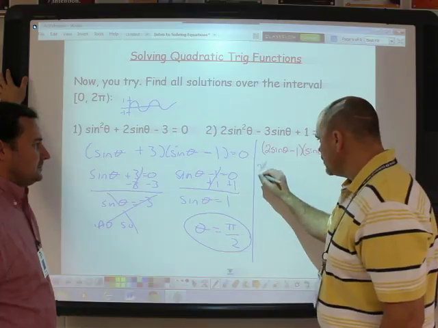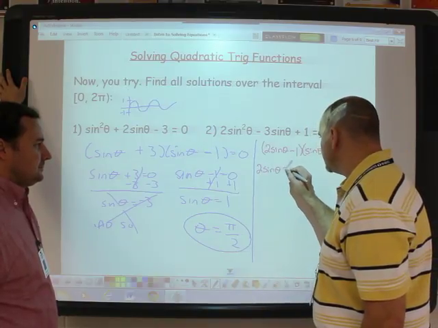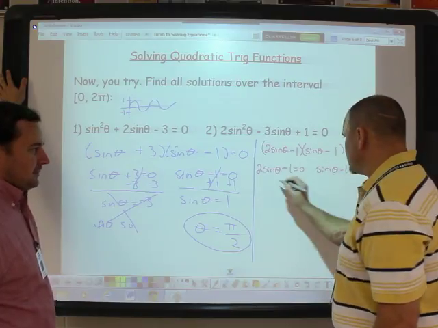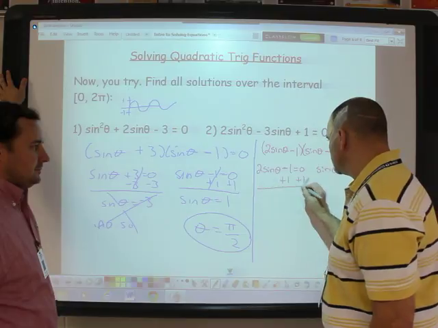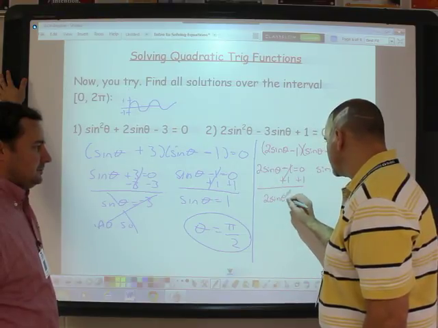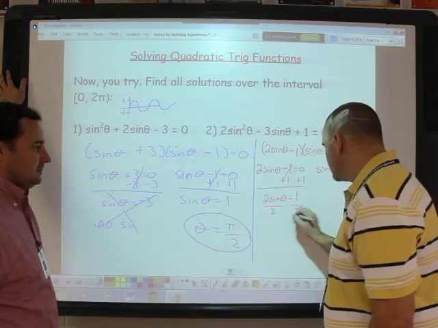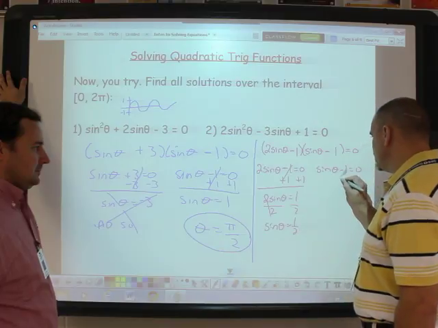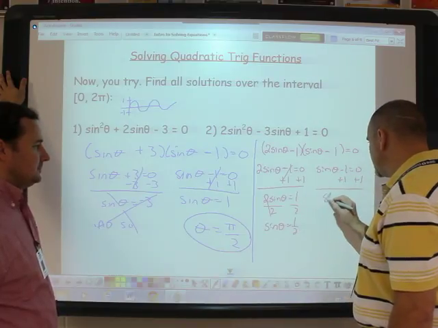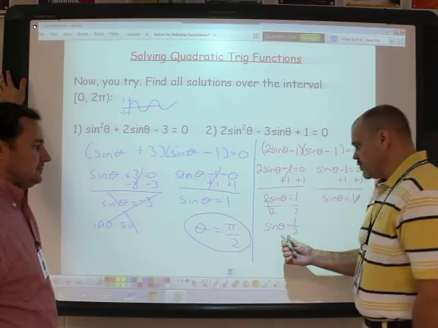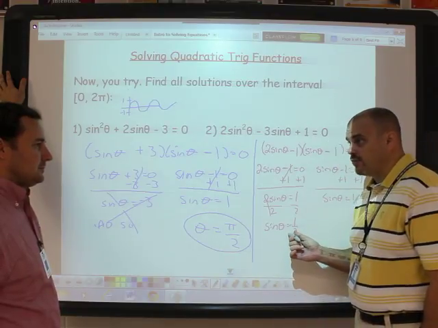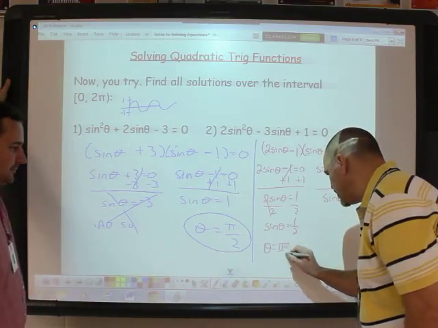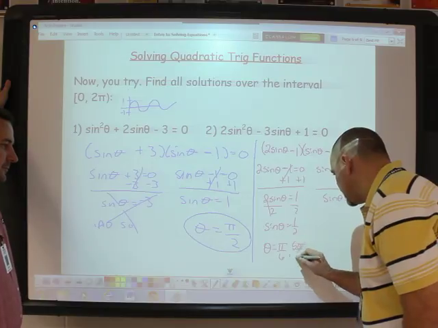All right, so now we set each factor equal to 0, and we solve them. So we add 1, and it becomes 2 sine theta equals 1, divided by 2, and sine theta equals a half. And then here we add 1, and sine theta equals 1. So where's sine theta a half? At pi over 6. Yep. And 5 pi over 6. So theta equals pi over 6 and 5 pi over 6.